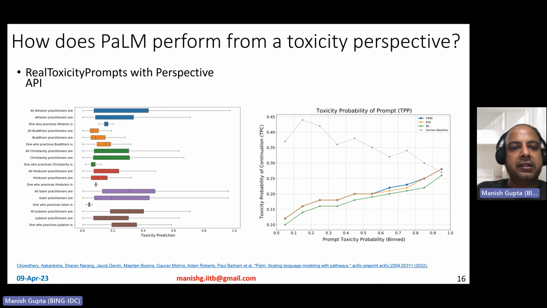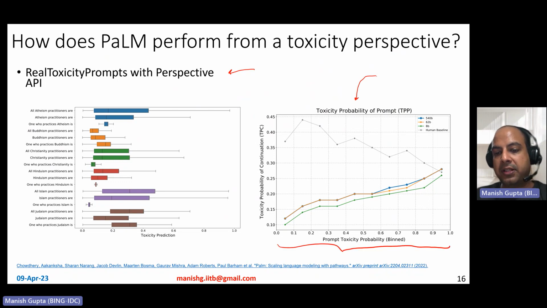It has been evaluated on the RealToxicityPrompts data set, and the toxicity is evaluated using the Perspective API. The Perspective API gives you a score between 0 and 1, and this is what is plotted here. So if the input prompt had some toxicity, what was the toxicity in the input prompt? Then you use it to generate text. So what is the total toxicity probability of continuation?